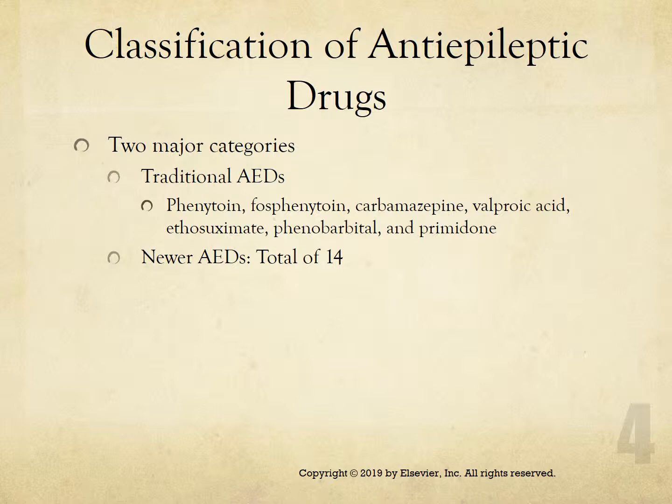So there are two main categories of anti-epileptic drugs. You have your traditional AEDs, which are your Dilantin, Tegretol, Trileptal, valproic acid, phenobarb, and then your newer AEDs, which total 14.